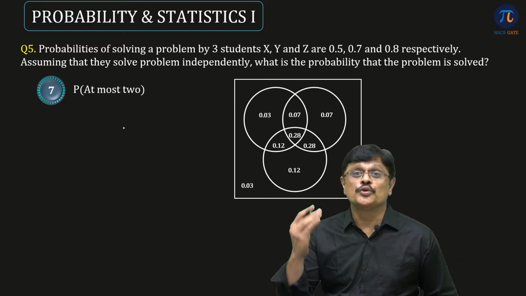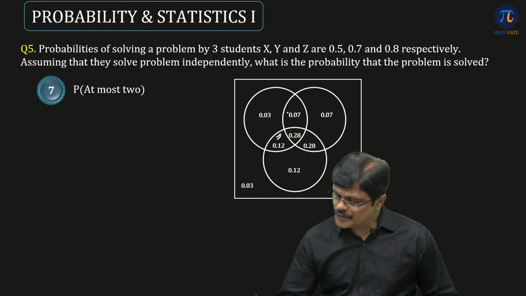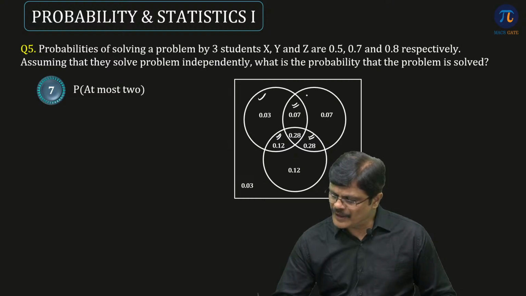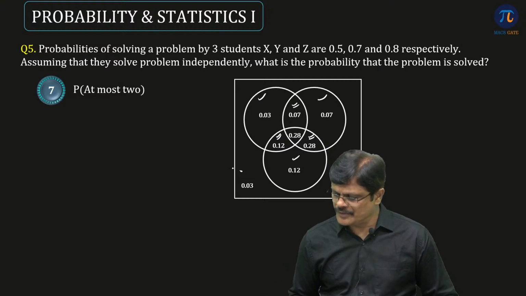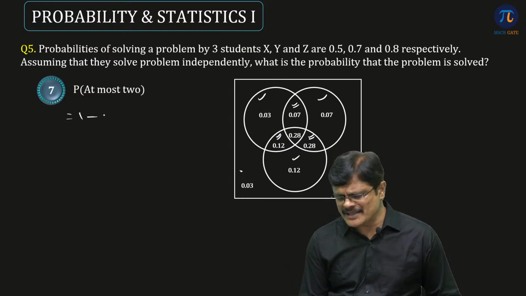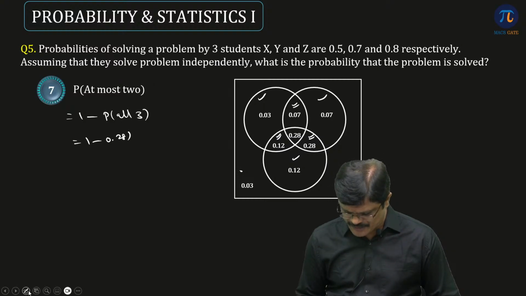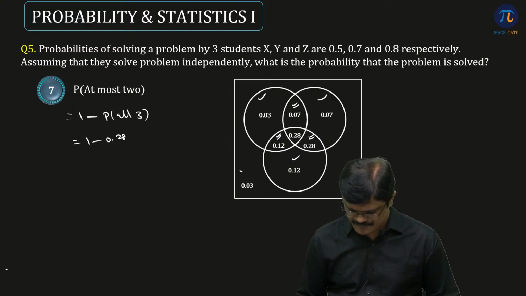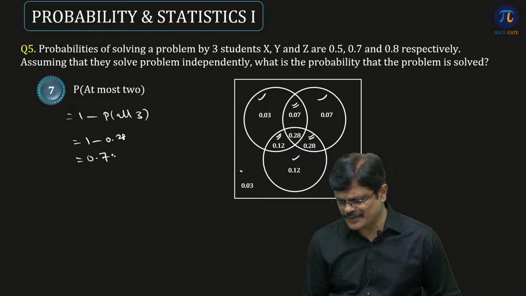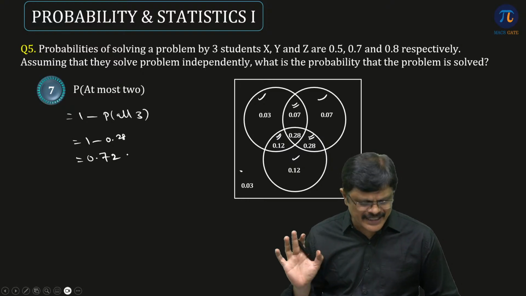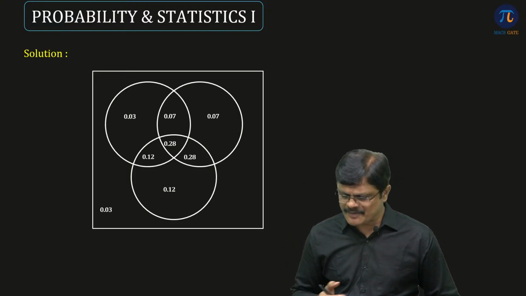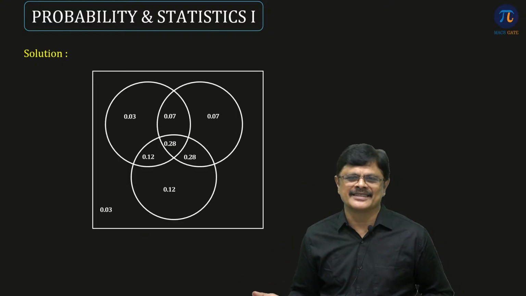At most 2 means 2 or less: 2, 1, 0. You can do it like 1 minus all 3. That is 1 minus 0.28, which gives you the required answer, my dear friends, which is 0.72. See, once you understand this idea, many such problems can be easily answered.